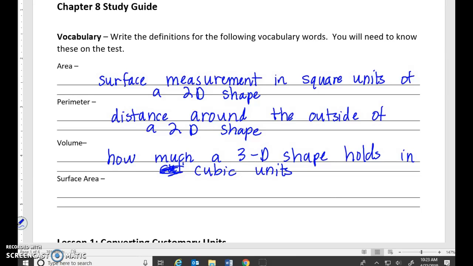And then surface area. What is surface area? So the surface area is the area of a three-dimensional shape. It's where we take a side of each one, and that's why we add them all together, because when we add up all those sides and put them all together, they're three-dimensional.